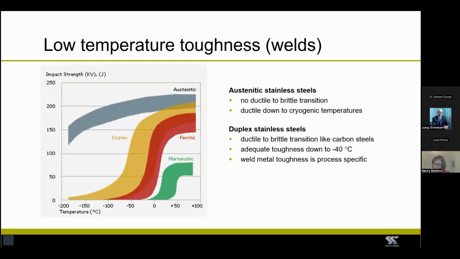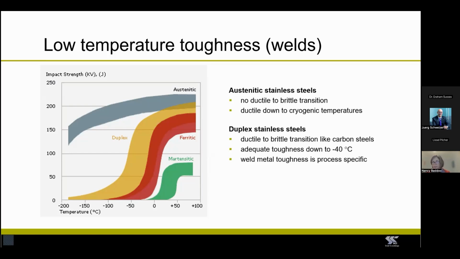Now, the final slide on the properties is showing the low temperature toughness. And the different families of stainless steel behave differently in this respect. The austenitic stainless steels really don't have a ductile to brittle transition. Very slightly reduces at very cold temperatures. The duplexes, they do have a ductile to brittle transition, rather like carbon steels.